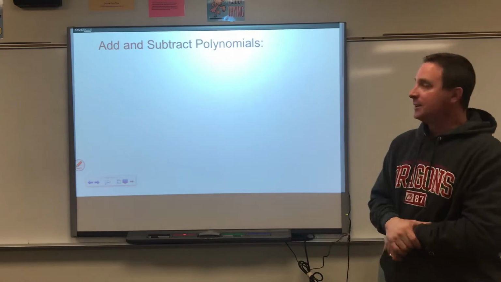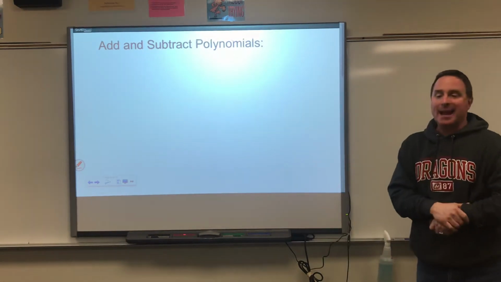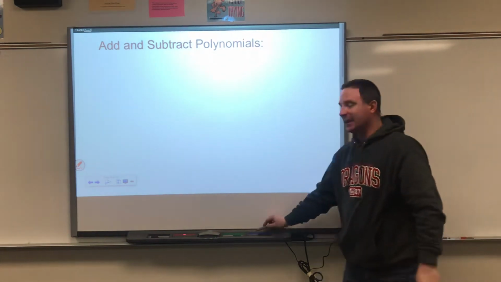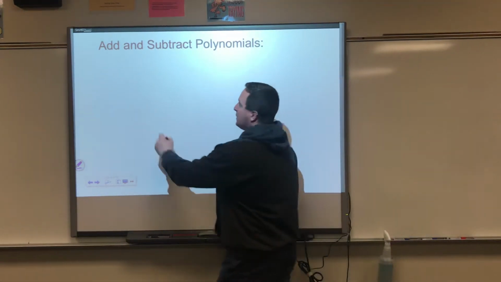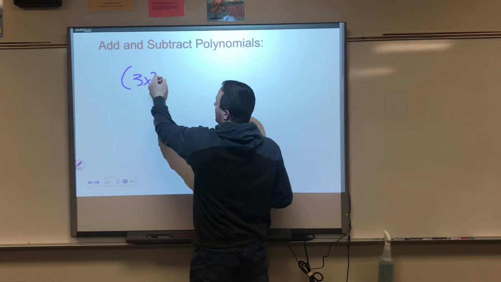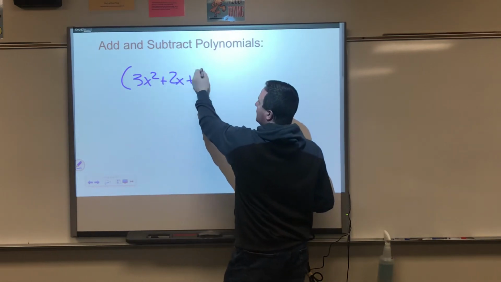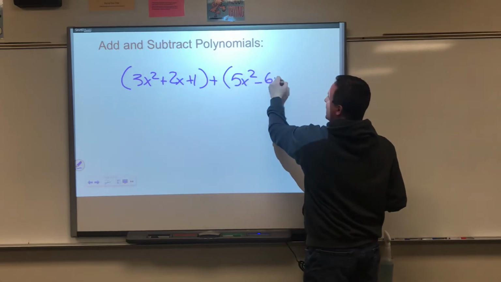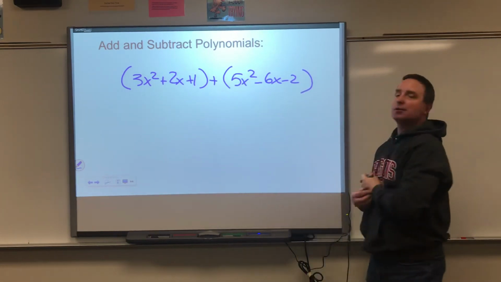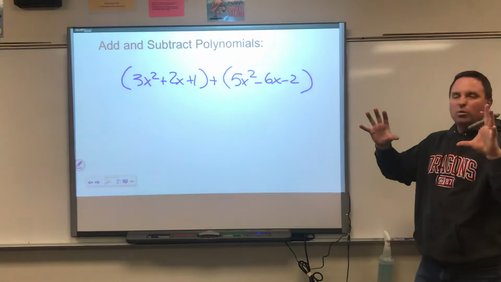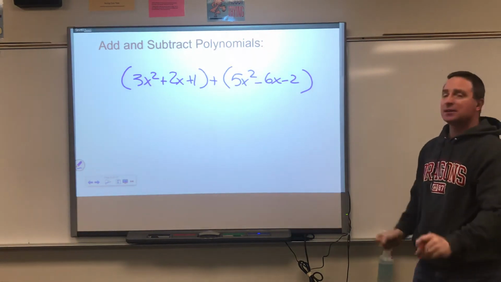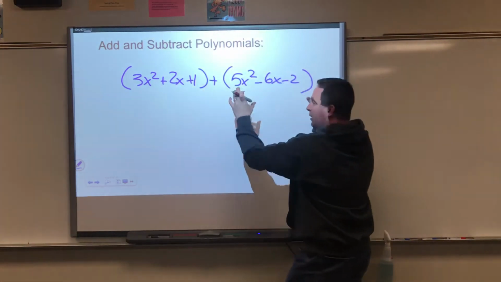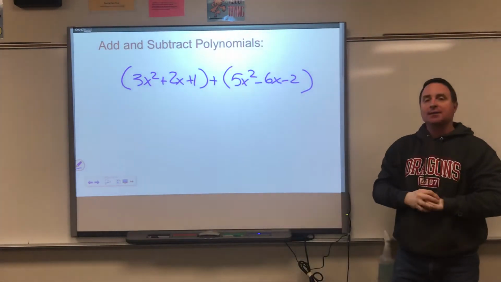All right, last but not least, we're actually going to get to adding and subtracting these polynomials. Here's where all the math is involved today, and it's really not too bad. Let's suppose I had one little polynomial. It was this, 3x squared plus 2x plus 1. And I'm going to add another polynomial, 5x squared minus 6x minus 2. And notice that they're in parentheses. Why are they in parentheses? It's just showing us the first polynomial, the second polynomial, and we're going to add those two quantities together.